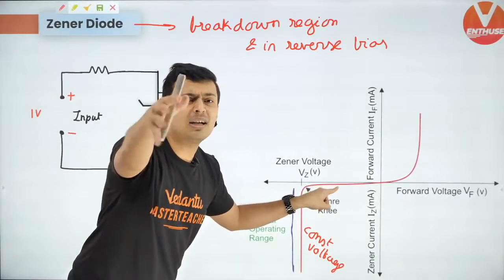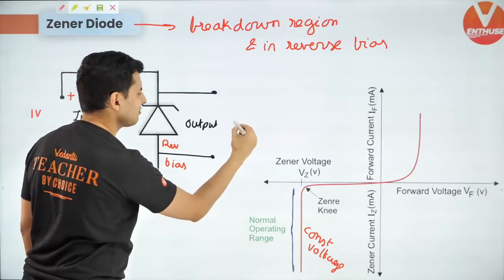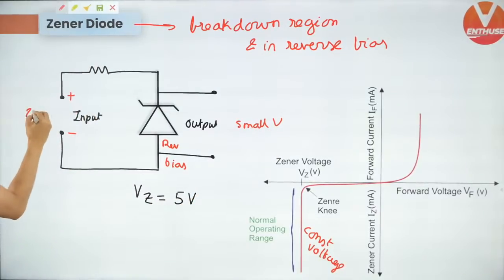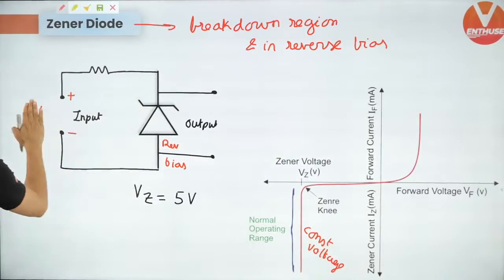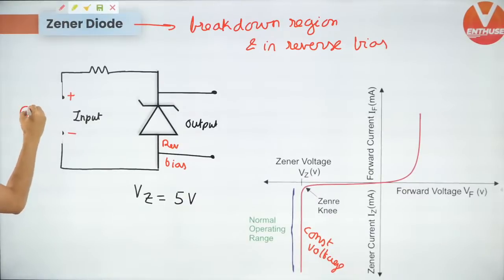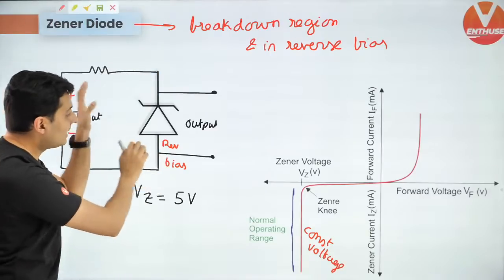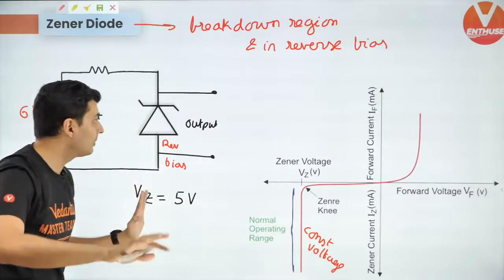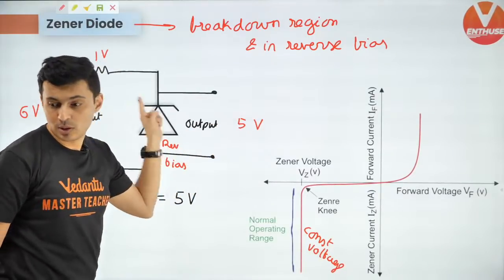then very little current will flow. The output voltage will also be very small. If you increase the voltage to 2 volts, then this voltage will increase slightly. But if you make this 6 volts, then understand, out of 6 volts, 5 volts have to drop here, because that's the maximum voltage that can drop in a Zener diode. So on the output side, you will have 5 volts and 1 volt will drop here.